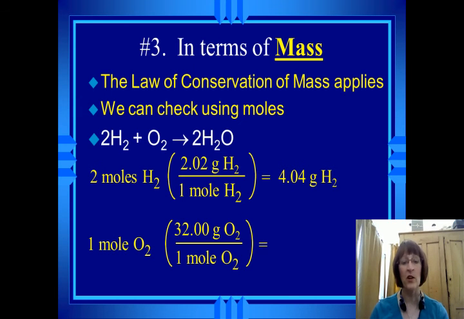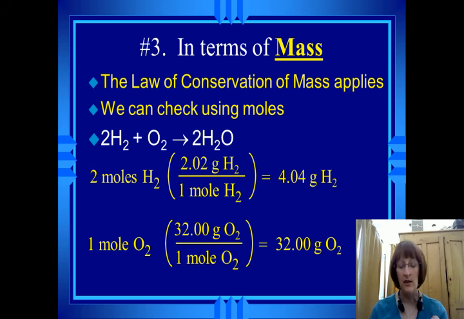All we're doing is converting moles to grams. Now, why does it say 32 grams of oxygen instead of 16? Because it's not just oxygen by itself, it's O2, so there are 2 of those. So if we look at that equation, we started out with 32 plus 4.04. We started out with 36.04 grams on the left-hand side of the equation.